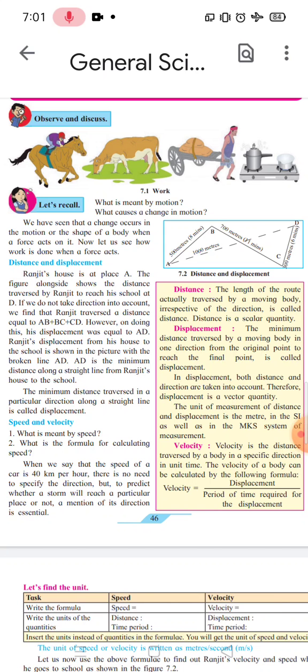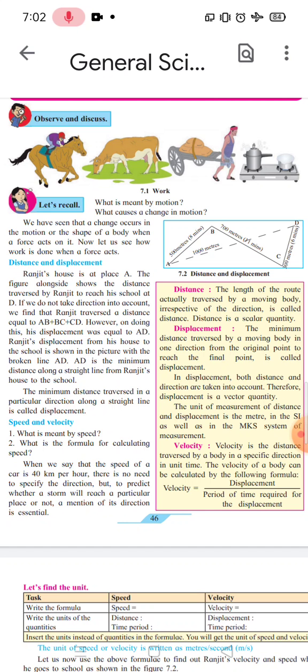Observe figure 7.2. In this figure, at point A, Ranjit's house is there, and at point B, his school is there. Ranjit traveled to school and he followed the path A to B, B to C and C to D. So he has not followed a straight path. Continuously he was changing direction. So A to B, B to C and C to D.